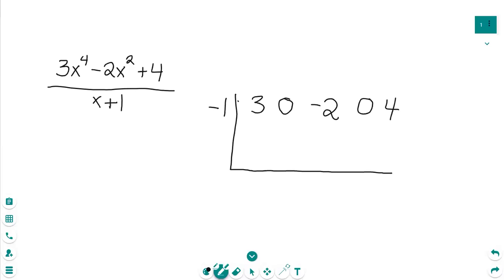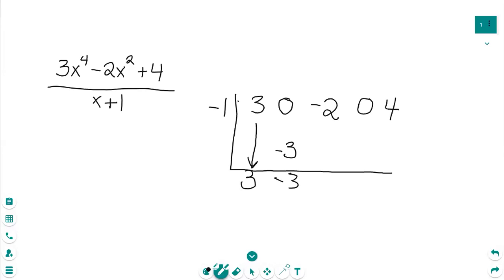Now that the problem is set up, we bring down the first coefficient. So we'll bring the 3 down to the bottom. Then we multiply it by the number on the outside. So we're multiplying 3 by negative 1, which gives us negative 3. And we write that in the next column over. Then we add the numbers 0 and negative 3 here in this box. So we have 0 plus negative 3, which is negative 3. And we write the negative 3 at the bottom, and we'll keep following this method of multiplying and adding.